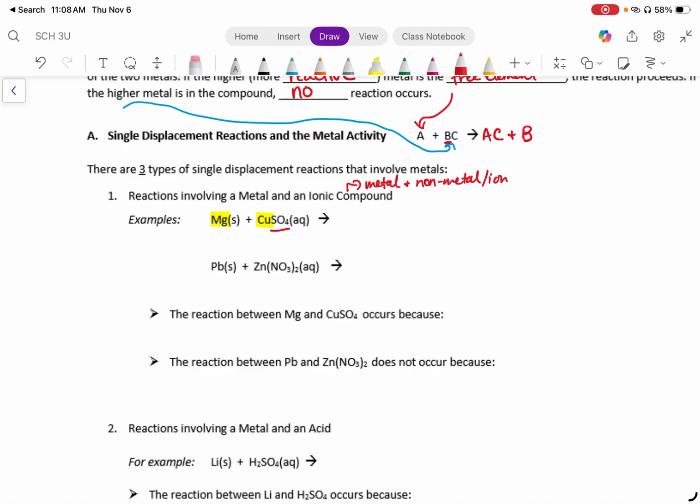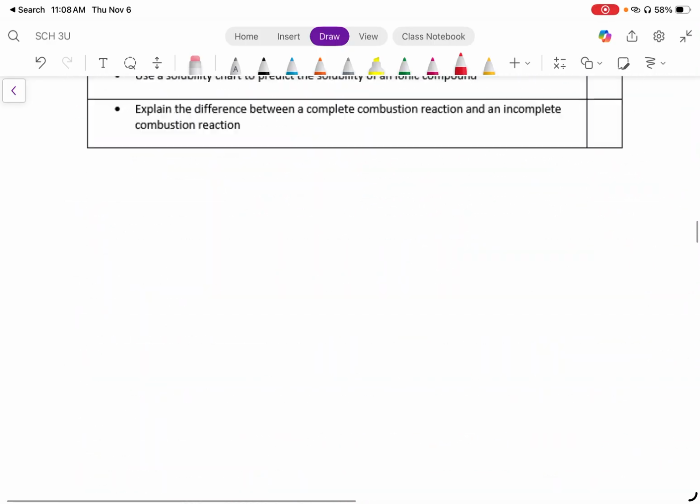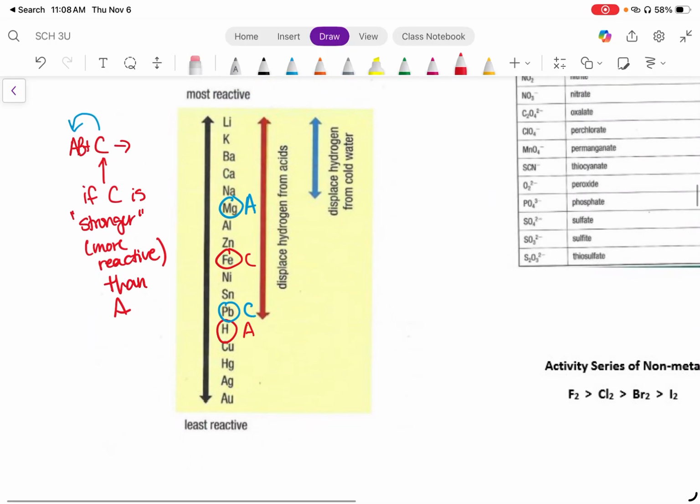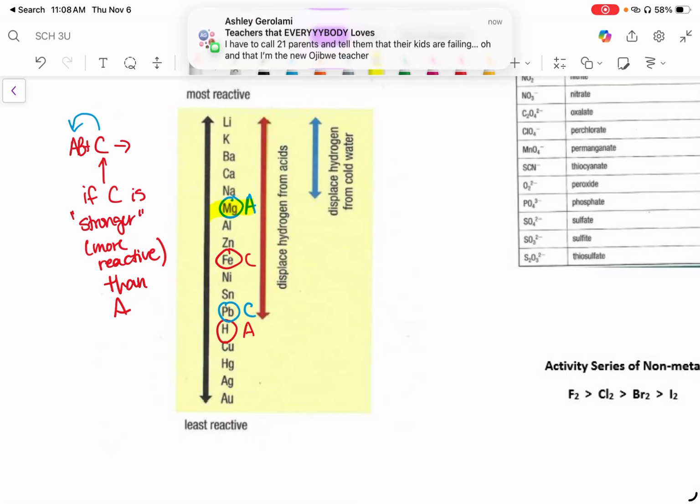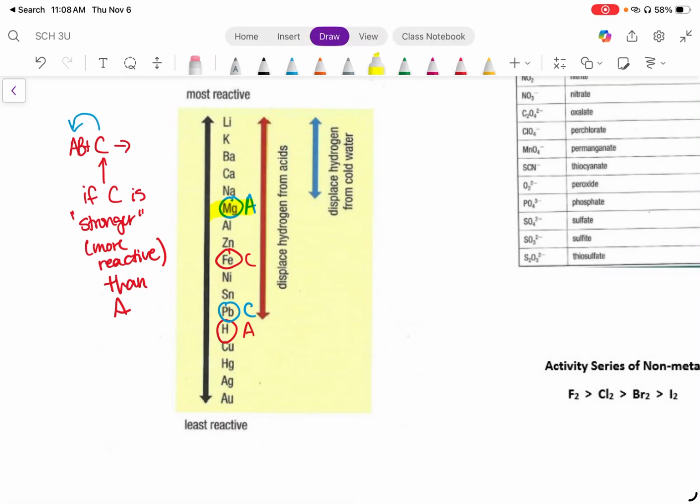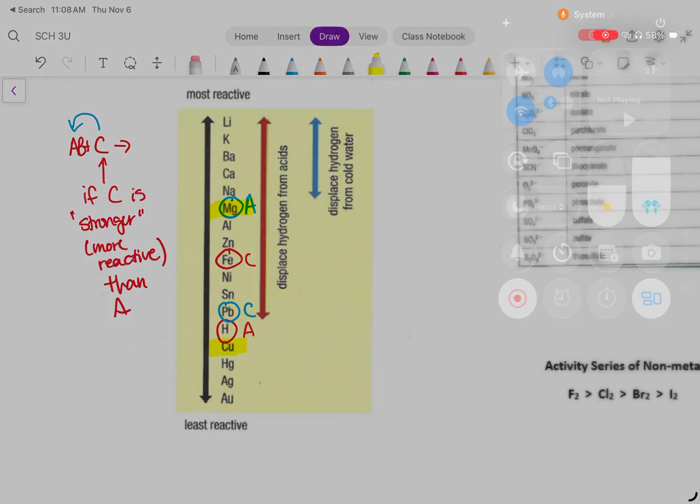So I'm going to take a look at magnesium and copper on my activity series. My magnesium is right here, and my copper is right here.